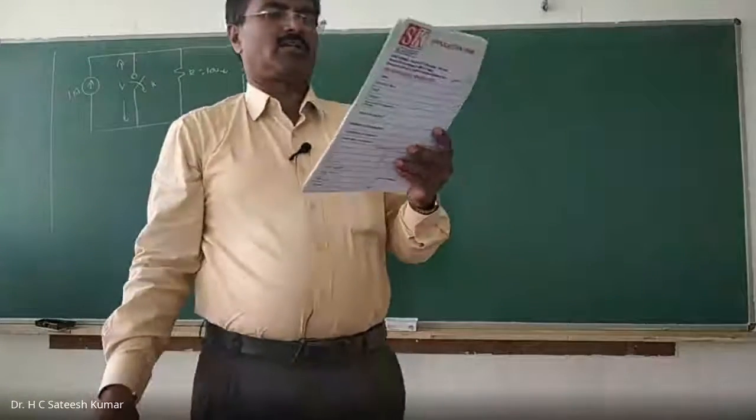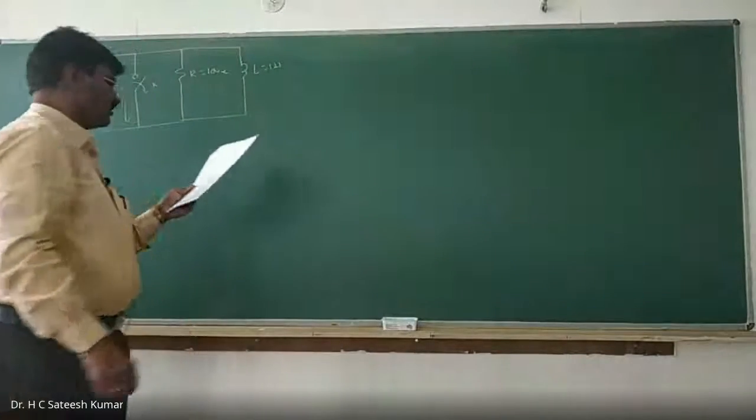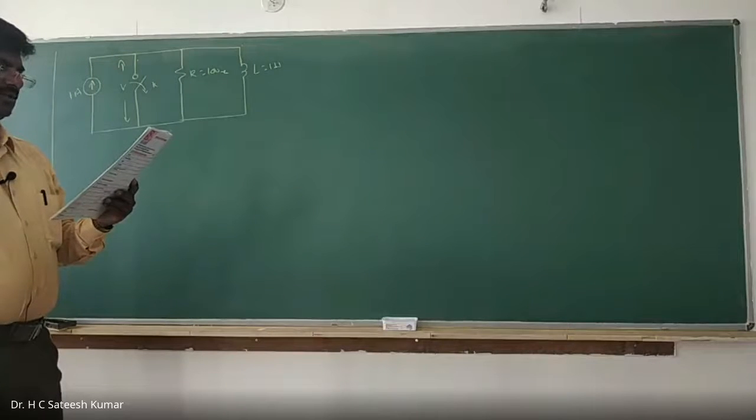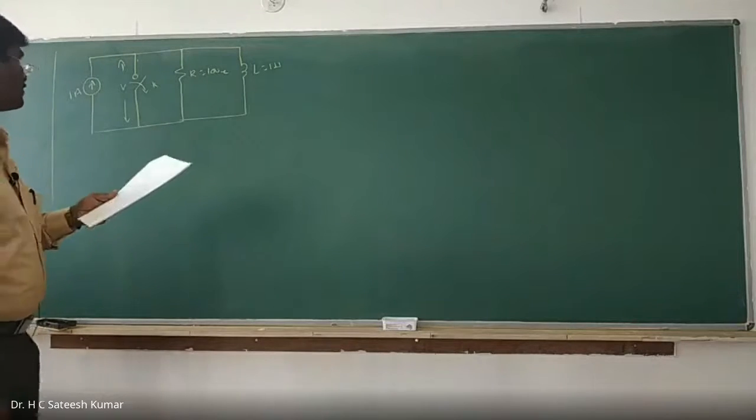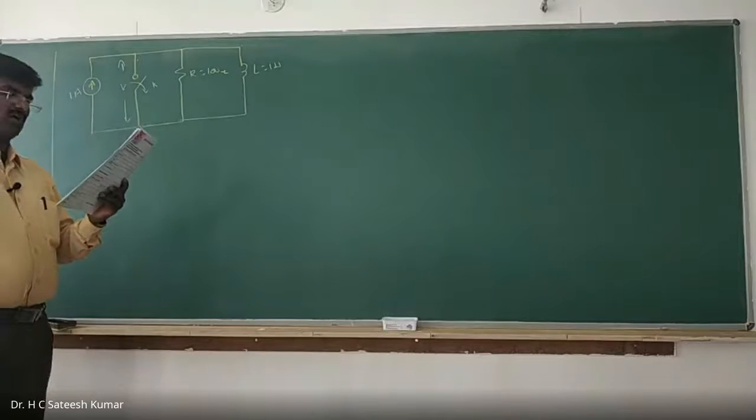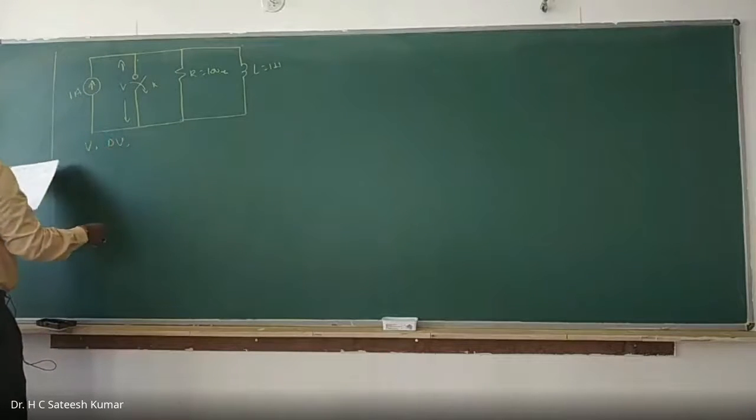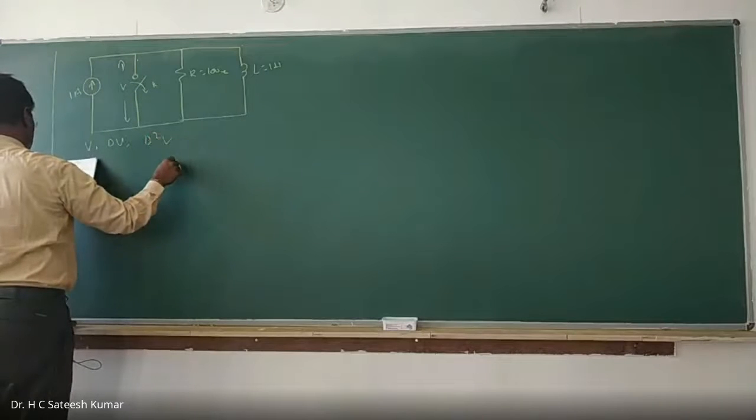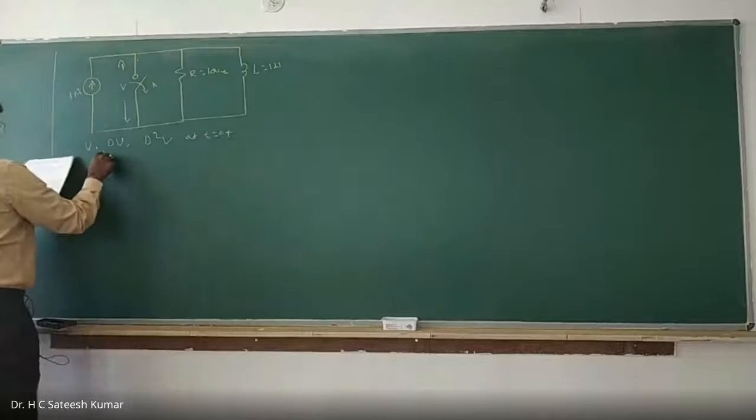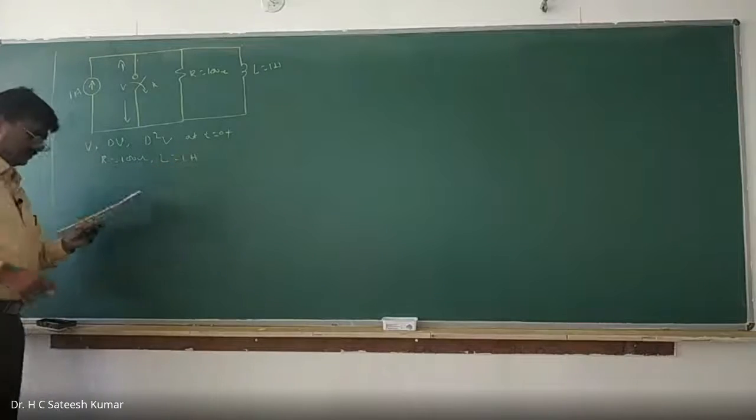A parallel RL circuit is energized by a current source of 1 amp. So a 1 amp current source is there. The switch across the source is opened at t is equal to 0. That means it is an opening switch. Initially it is closed and it is opened at t is equal to 0. Solve for V, dV and d squared V at t is equal to 0 plus for R is equal to 100 ohms and L is equal to 1 Henry. Okay, right? So how to solve this problem?